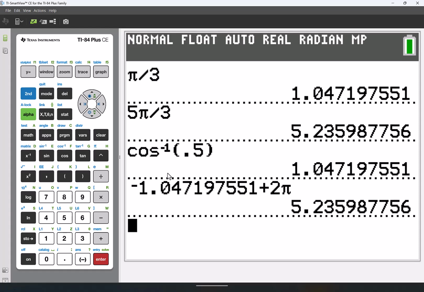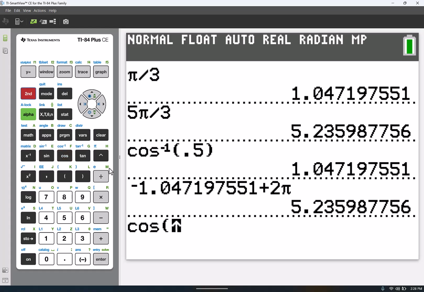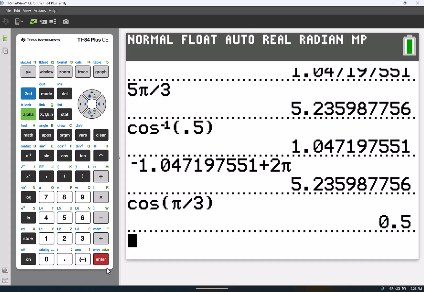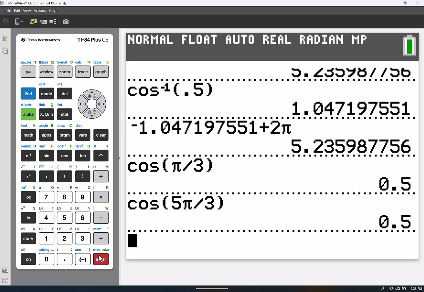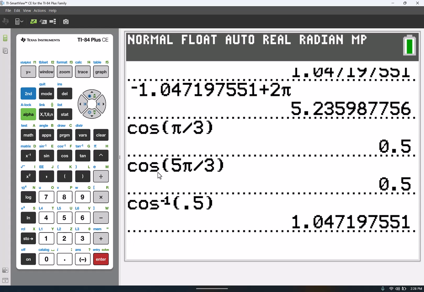No? Okay, here's what I'm trying to say. Cosine of pi over 3 is a half. See? Cosine of 5 pi over 3 is also a half. But no matter how hard I try, the calculator will never give me the 5 pi over 3 answer. If I do inverse cosine of 0.5, I can type this 1,000 times and it will never give me the 5 pi over 3, even though 5 pi over 3 is an answer.